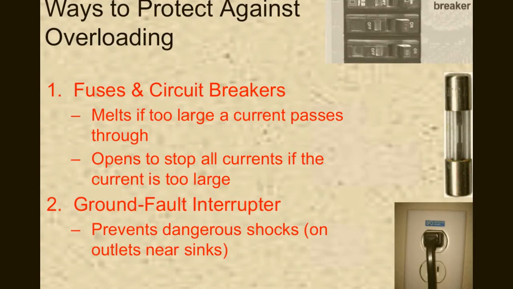So in order to prevent that, we have ways to protect against it, and you've got fuses and circuit breakers. So if you ever notice that a section of your household goes down and you have to go and apply the circuit breaker and put it back on, the reason for that was a safety feature. It's essentially to open and stop all current if the current is considered to be too large. And you've also got ground fault interrupters in order to prevent dangerous shocks.